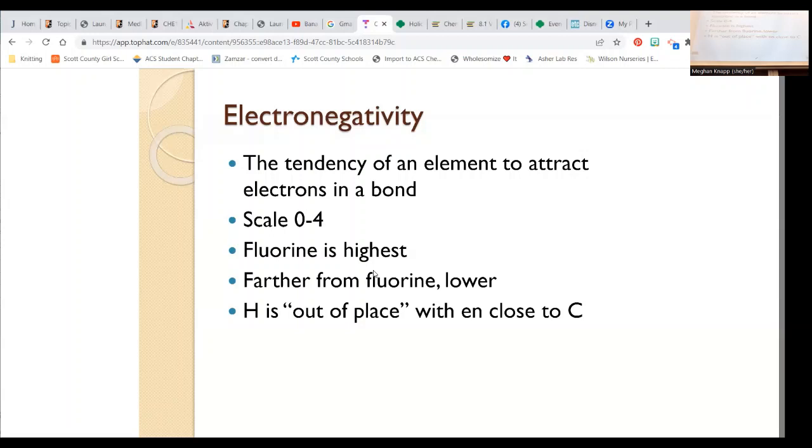One of the ways that it's out of place is that on the periodic table, it's really far from fluorine, right? So you think its electronegativity would be somewhere close to lithium, but it's not. It's actually somewhere between boron and carbon. It's not all the way over to the right, not all the way over to the left, it's just misbehaving. So we're going to say that it's very close to carbon. If you ever have to ask whether hydrogen is more or less electronegative than something, just assume that it's the same as carbon and then ask yourself what carbon is.